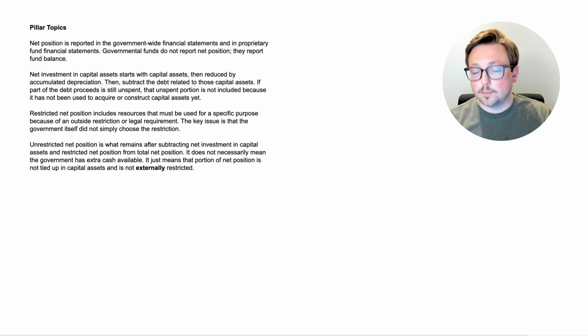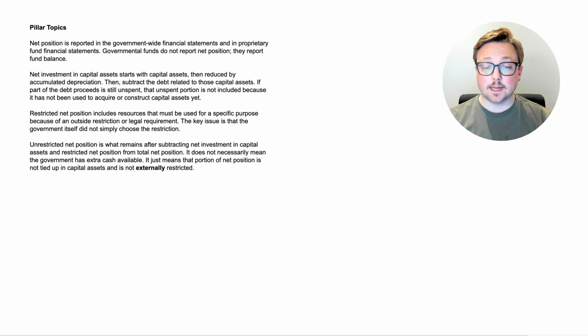Governmental funds do not report net position, they report fund balance. So fund balance compared to net position, there's the difference there. Now let's move on. Net investment in capital assets starts with capital assets, then reduced by accumulated depreciation. Then you subtract the debt related to those capital assets. If part of the debt proceeds is still unspent, that unspent portion is not included because it has not been used to acquire or construct capital assets yet. So we take that out of the proceeds from that debt.